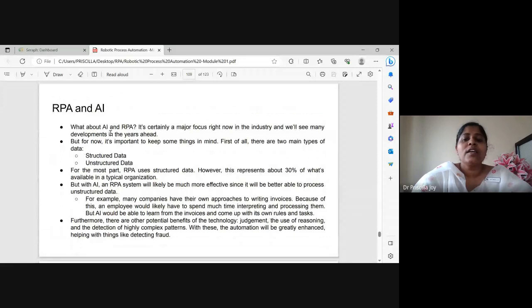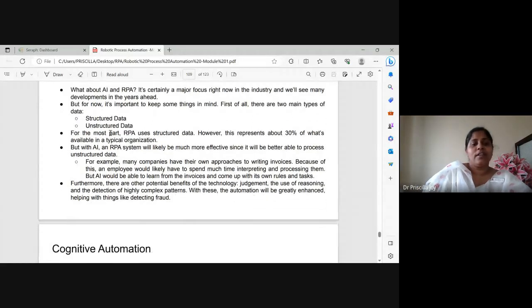And in the case where we'll be having the unstructured RPA, for example, many companies will be owning their approaches in writing the invoices and all, and in such cases they can use such unstructured approaches, and with the help of that too, they can proceed with such tasks which they'll be carrying out. So when it needs to follow some sequence, we'll be going with the structured data, and if it is not meant, then we can go with the unstructured data.